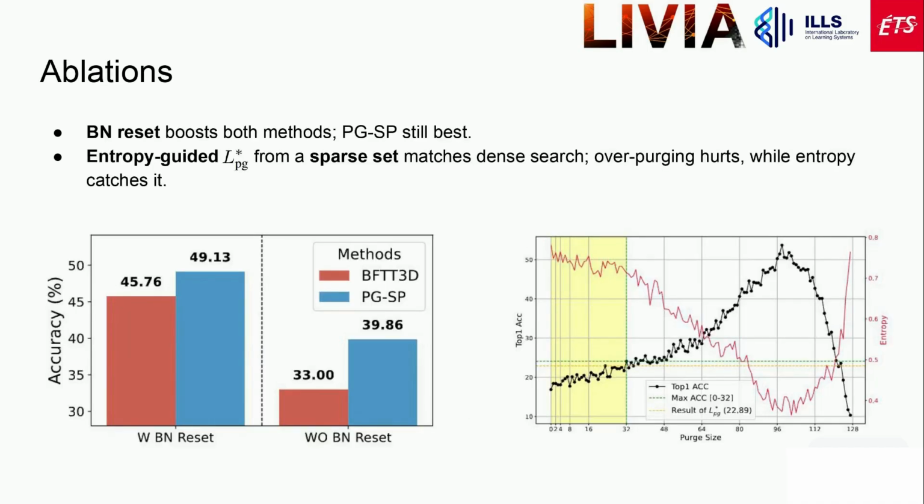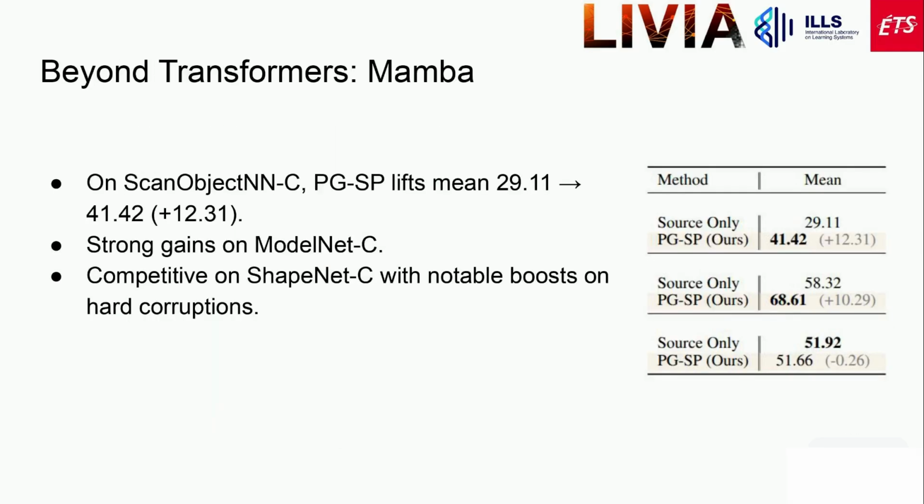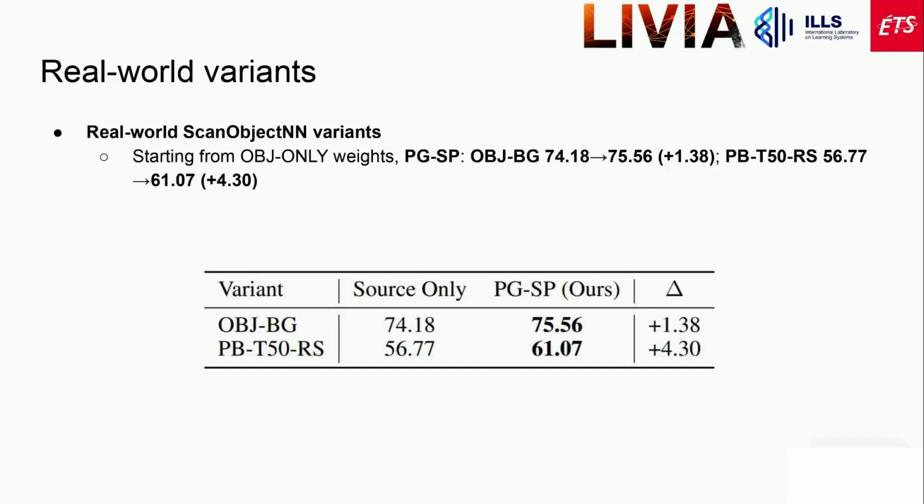Ablations show 3 points. First, resetting BN helps all methods, yet PG still leads. Second, the entropy-guided choice of LPG closely tracks a dense search and avoids over-purging. Third, performance is stable even with small batches where optimization-based TTA struggles. The same purge mechanism boosts Point Mamba, indicating PG acts at the token set level, not a specific attention block. On real-world ScanObject NN variants, starting from object-only weights, Purge-Gate still yields tangible improvements, underscoring practical value.